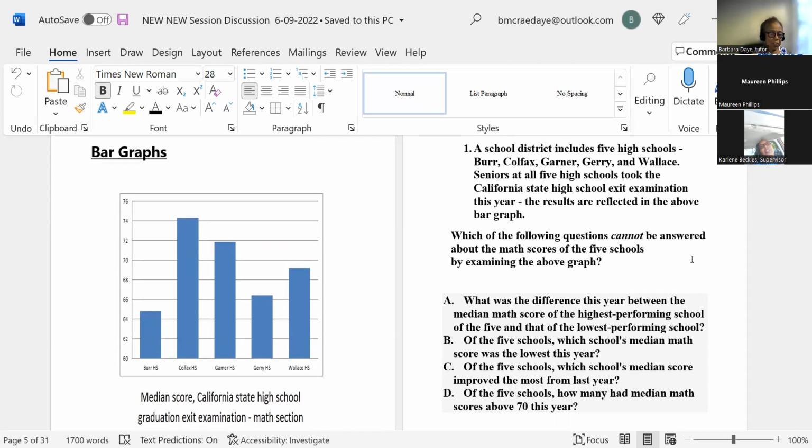What was the difference this year between the median math score of the highest performing school of the 5 and that of the lowest performing school? Could you answer that from the bar graph, Maureen? The difference you get from subtracting. Can you get the difference between the median math scores of the highest performing school and the lowest of these 5 schools? Not really. You can't? I just tried to figure out what was the difference.